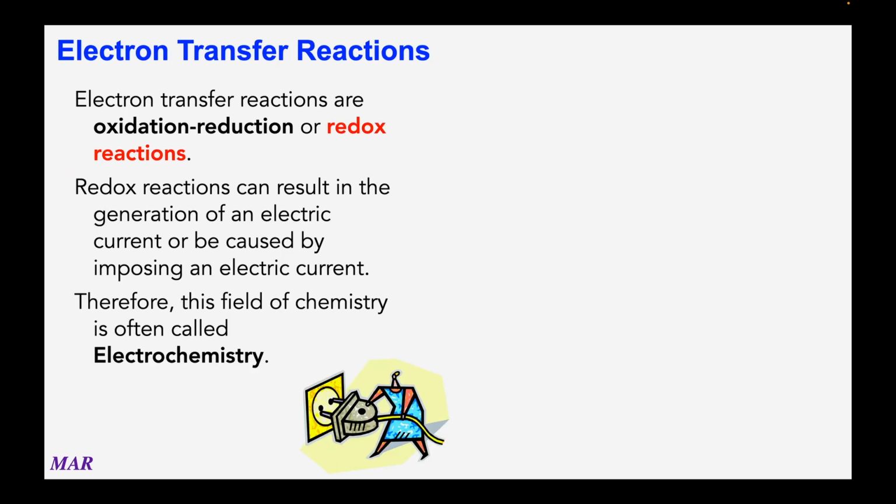When you have electrons being transferred in a chemical reaction, they're referred to as oxidation reduction or redox reactions. And we looked at redox reactions back in Chem 221 briefly, but we're going to do a better job right now.